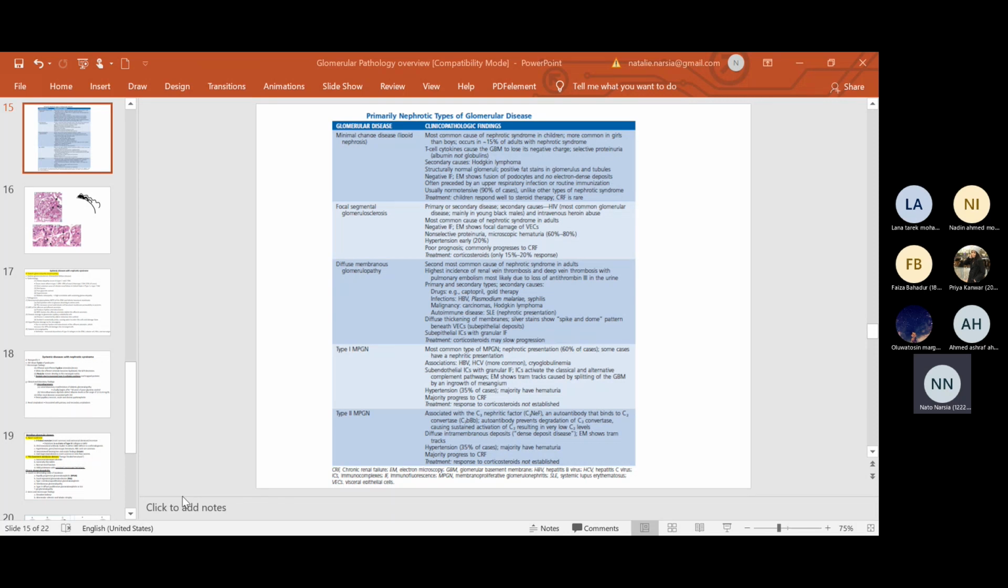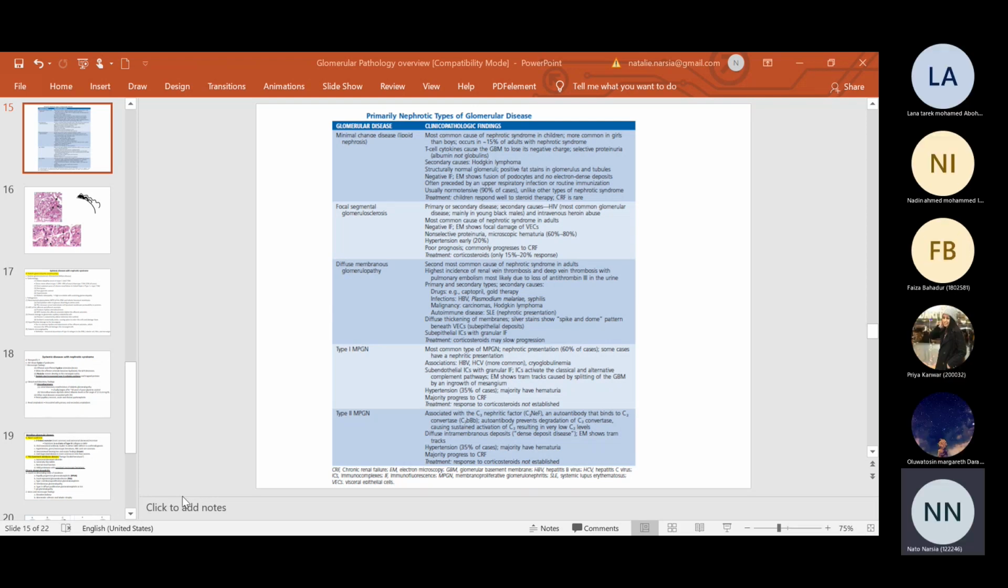Okay, and where you find it, do you remember in the beginning I mentioned the association, which is really high yield: hepatitis virus B, C, lupus. I talked about drugs and what else? Tumors, right? So type 1 membranoproliferative glomerulonephritis you find in hepatitis B and hepatitis C virus infections, okay? Because in this case you find subendothelial deposits.